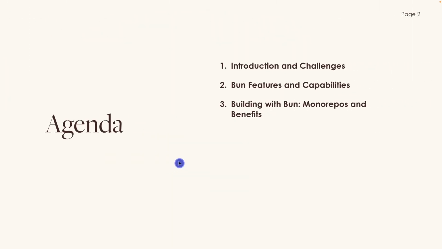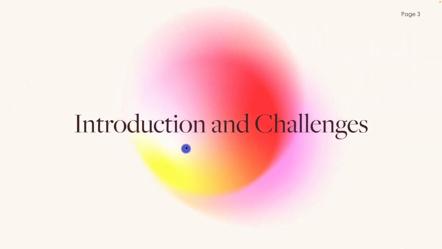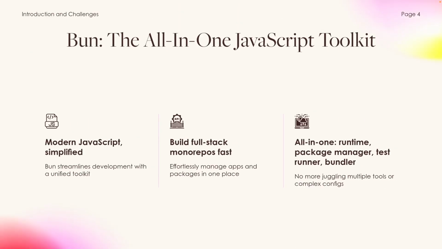So the agenda is Bun features and capabilities, how it is different, and what benefits it is providing. By the end of this video, you will be able to understand a full stack monorepo with a shared utility package, API server, and web page HTML, and running all that with Bun inside a Bun workspace.